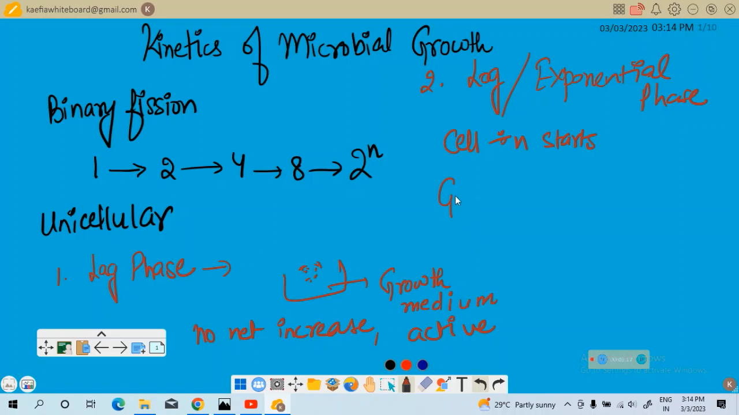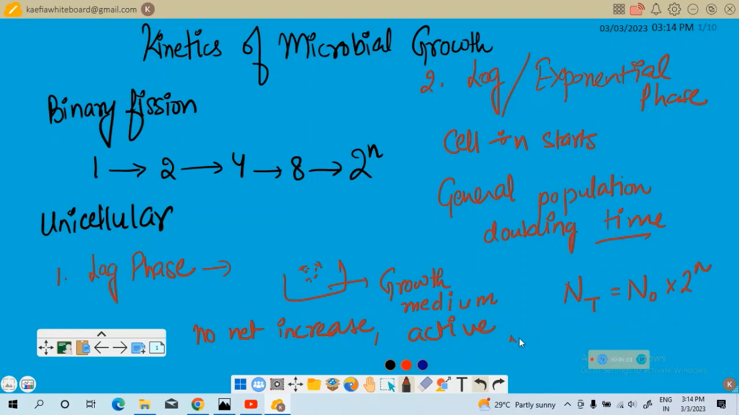Next we have the general population doubling time, that means 2 raised to power n. Basically the doubling time for E. coli is 20 minutes, and for most organisms it's less than an hour, but here we have to consider E. coli. There are some bacteria whose generation time is many hours. The number of cells is expressed as Nt equal to N naught into 2 raised to power n.